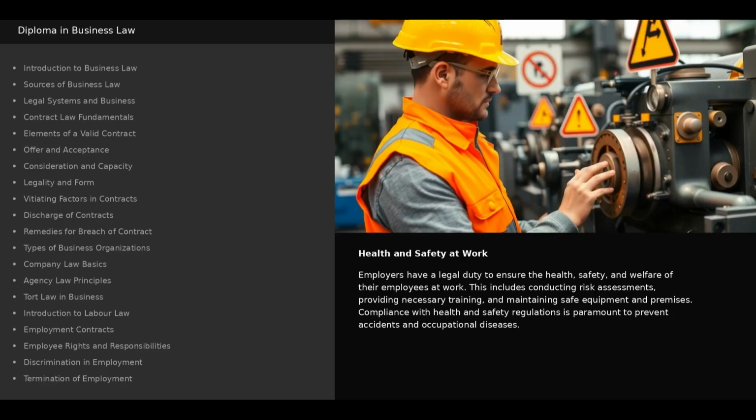Health and safety at work. Employers have a legal duty to ensure the health, safety, and welfare of their employees at work. This includes conducting risk assessments, providing necessary training, and maintaining safe equipment and premises. Compliance with health and safety regulations is paramount to prevent accidents and occupational diseases.